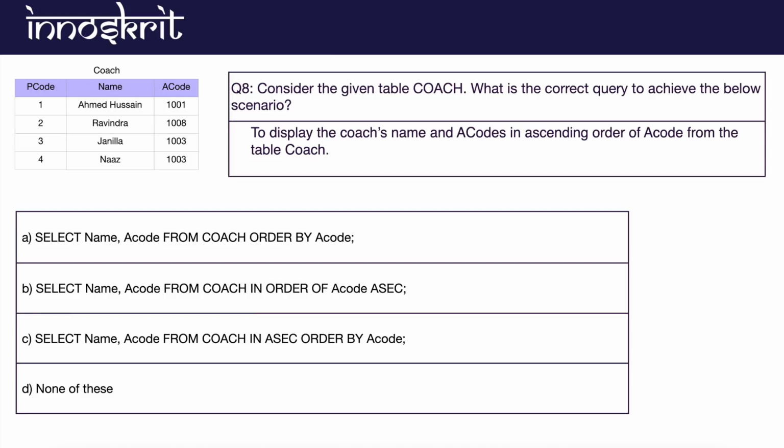So now let's look at the last question. The last question is basically that you have to consider this given table coach and what is the correct query to achieve the below scenario. So let's try to understand that. Basically what we have to do is simply display the coach name and A code, means the coach name and the corresponding code in ascending order of the A code. I think this is a very simple query where you have to select 2 things, coach name and A code. So select name and A code, select A name, A code.